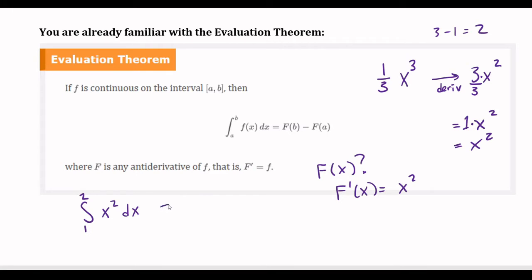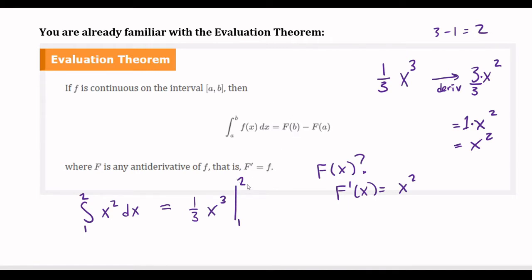So this is equal to 1/3 x cubed. And then, on notation, it might have been a while since you've done this. The notation we use when we're using this theorem before we plug in is we draw this vertical line here, and we put our A and our B here. This is telling us, once we have this vertical line, I've done the antiderivative. Stop with the antiderivatives. All that is left is to plug in. Okay? So then you just do it using this theorem.